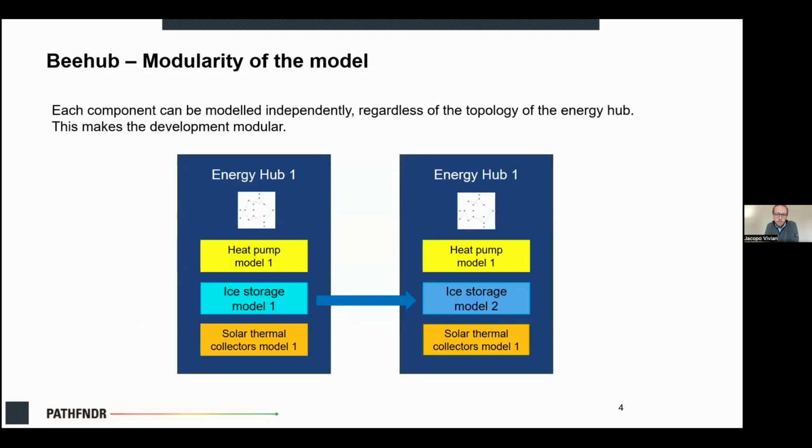And once we have defined the energy hub, so how these components are interconnected, we can also change the models for each component. So if node 13 is an iStorage, we can replace the iStorage model by simply connecting the new model to the node 13. This is the idea behind BHAB.